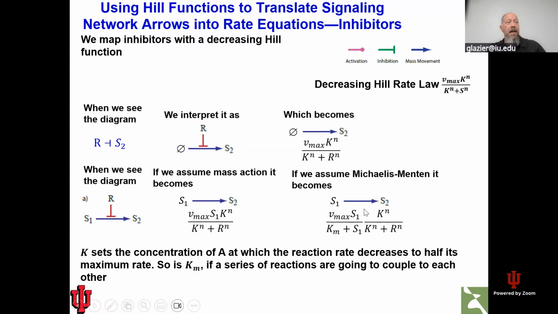If I have a more complex chemical reaction, for example, quite often a reaction S1 goes to S2 actually has the Michaelis form, which is what we did earlier in class. Then the base reaction would be S1 over K Michaelis plus S1, saturated rate of production. But I still regulate in the same way by multiplying by K to the N over K to the N plus R to the N. So I just have a product of the reaction that would happen without regulation times the regulatory term.